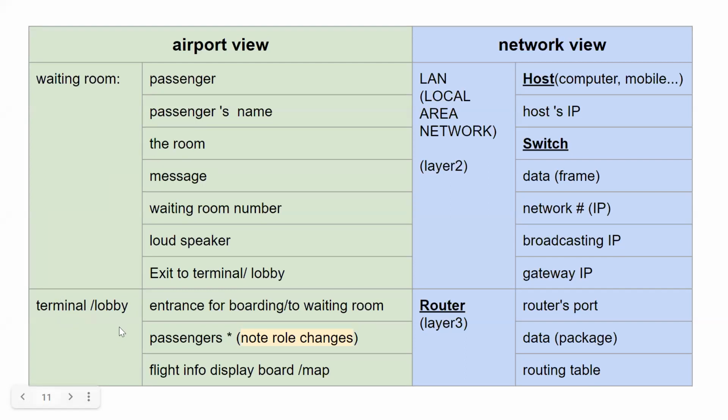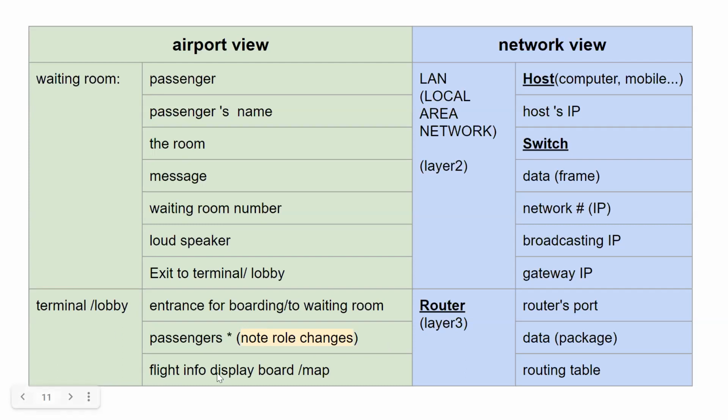So then if we look at it from the terminal view, the entrance to the waiting rooms, we're going to call those router ports, because the terminal is a router and the ports connect the router with the switches and such. Passengers turn into data, and it's kind of weird, but this analogy is not perfect, so don't overthink it too much. Basically, we call the data in the router layer a packet.